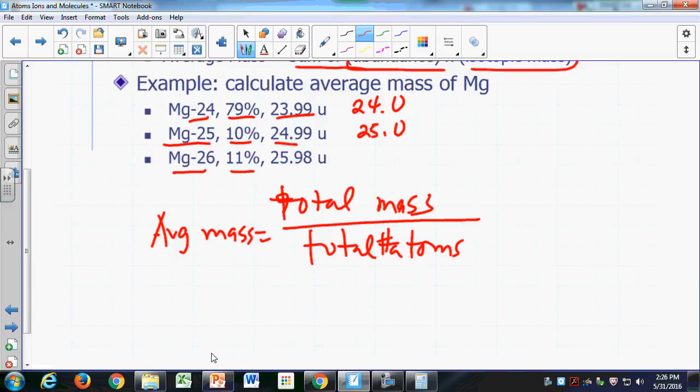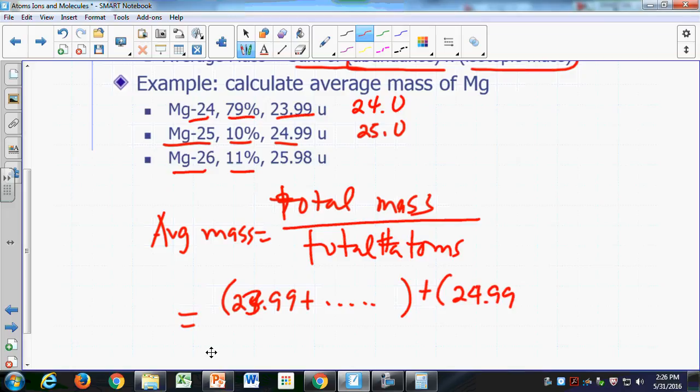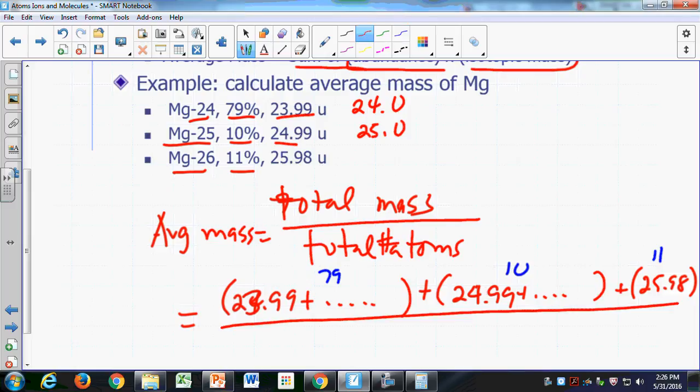So I'm going to say then, my 23.99, how many of those do I have? I have 79 of those. And then 24.99, how many do I have of those? I have 10 of those. Plus my 25.98, how many of that do I have? 11. So you add all of those, divide by the total number of atoms, which would be 100 if I had 100 atoms.